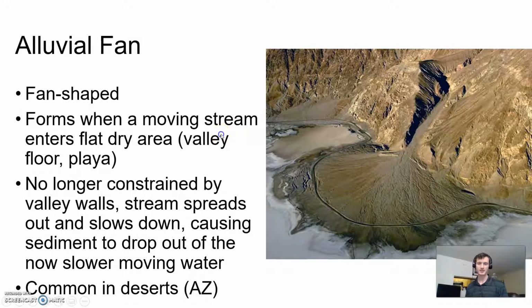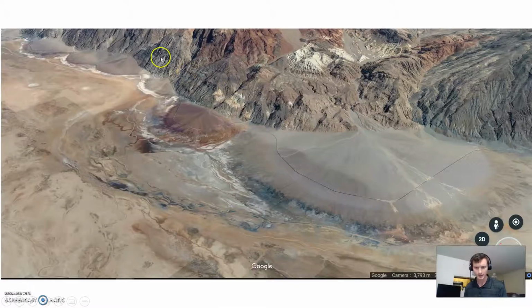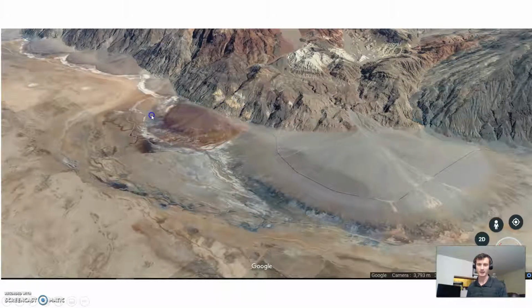These are more common in deserts, as, looking at Death Valley here, you can actually see a number of examples of alluvial fans, right? Some small, some larger, but the same pattern for each one. We have something like a slope, a channel comes through, gets to the bottom, and then all the sediment spreads out.